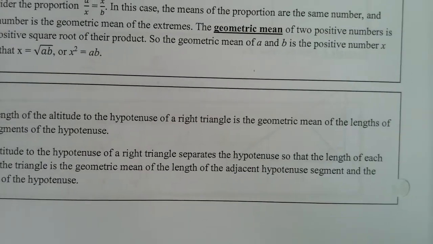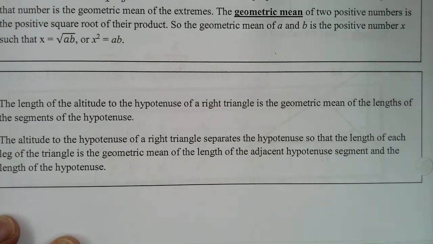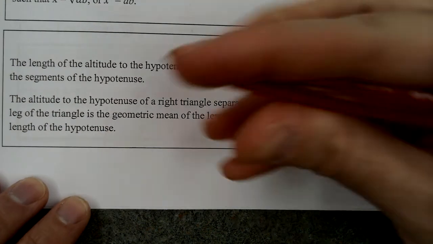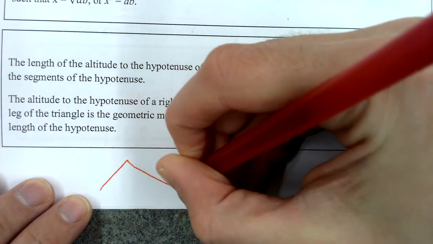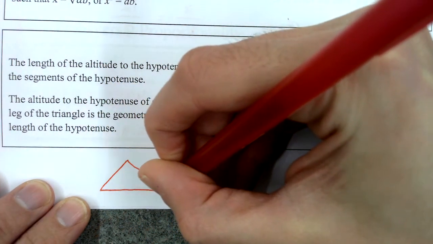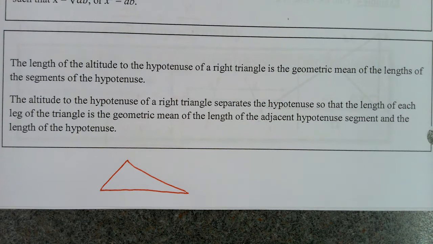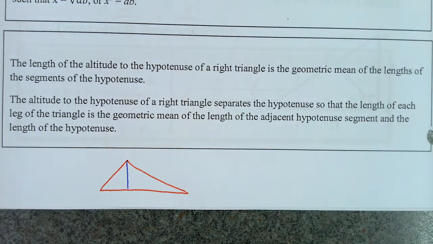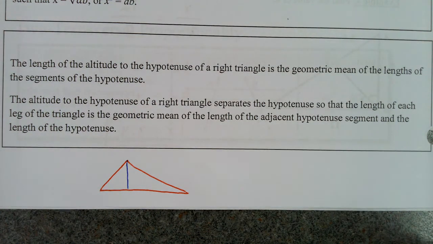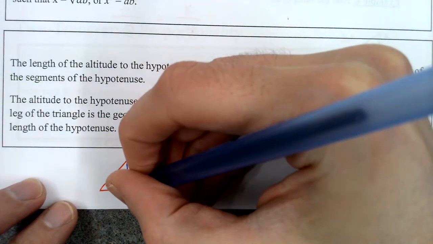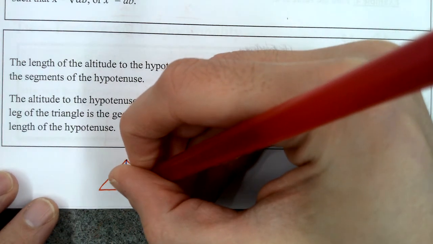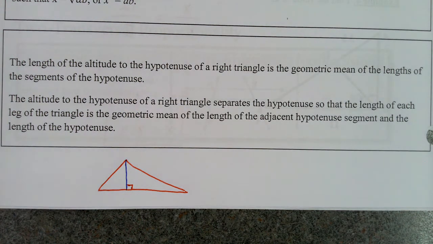Now, before we move on, let's talk about what an altitude is, in case you don't know what an altitude is. I'm just going to draw a triangle. An altitude of a triangle goes from the vertex to a side, and it's perpendicular to that side. Okay, so I just drew in the altitude in blue right there. That's called an altitude. An altitude goes from a vertex to a side of a triangle, and it's perpendicular to that side.